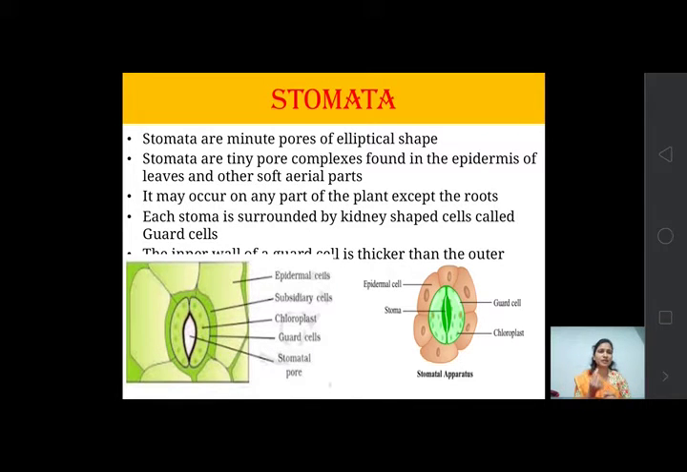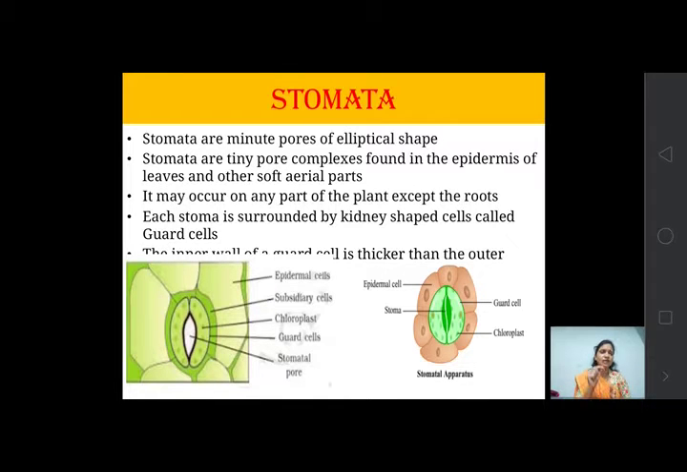Stomata are nothing but minute, microscopic pores, somewhat elliptical in shape. They are very small, tiny complexes. They are found on the epidermis of leaves and other soft aerial parts of the plants. They may occur on any part of the plant except the root. That means it is absent in root.